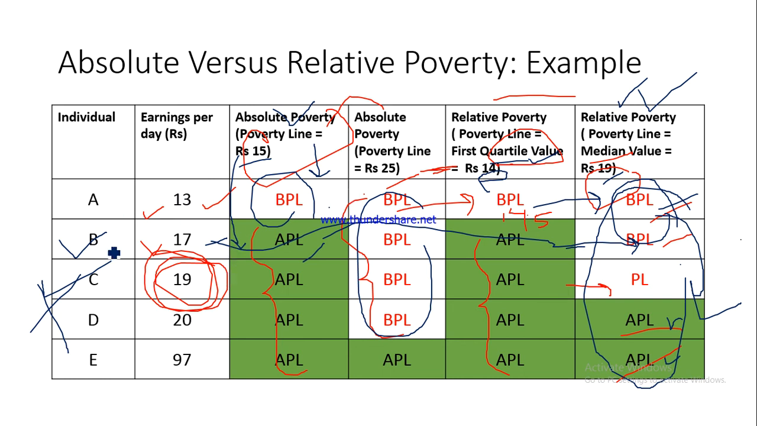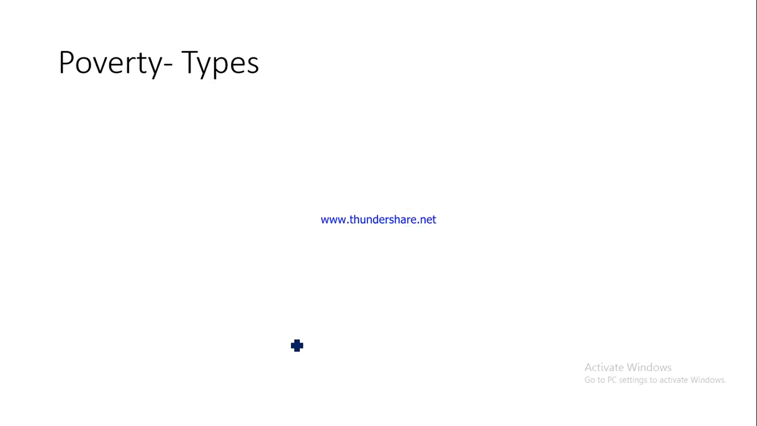Again, one more thing that you need to understand is, now have a look at D and E. Both of them are above the poverty line if you talk about relative poverty, and if you talk about this particular poverty line, which is fixed at rupees 15. But who is how much above the poverty line, this you cannot make out. So for your definition, he is also APL, he is also APL, but who is how much above the poverty line, that is something that you cannot make out through this categorization of APL and BPL, right?